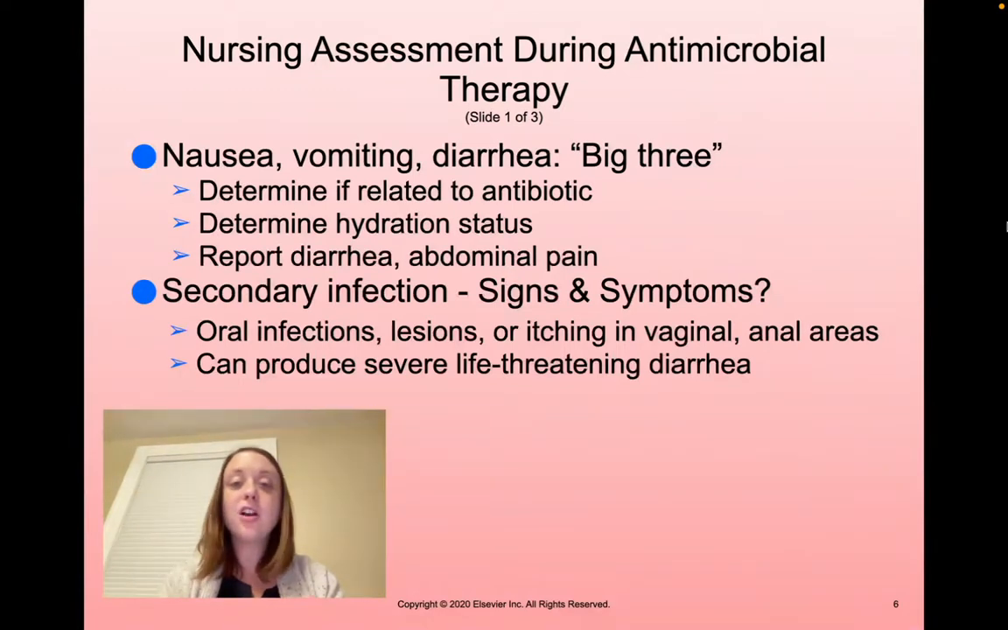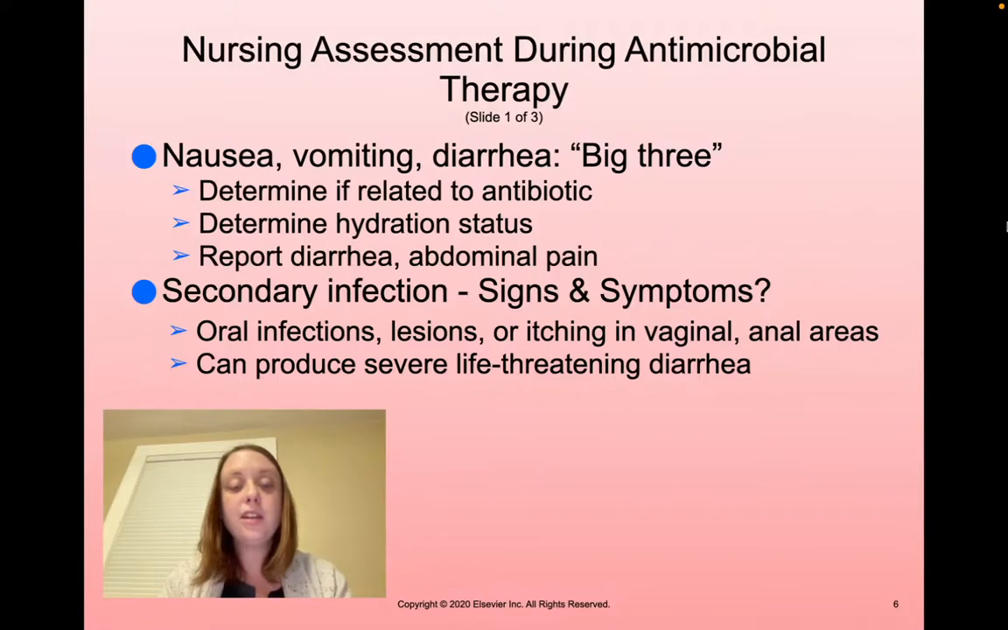Then, once we actually start treatment with antimicrobial therapy, we have a different set of assessments that we need to be doing. The three big things that we're looking for when someone is on antimicrobial therapy are nausea, vomiting, and diarrhea. These things happen a lot with these types of treatments. So, in these cases, we need to determine, are they related to the antibiotic or are they caused by something else? Obviously, we need to keep track of their hydration if they're experiencing these things. Make sure they're staying hydrated, make sure we're keeping track of their electrolytes, all of that. And report diarrhea, abdominal pain, any of these symptoms to the providers as well.